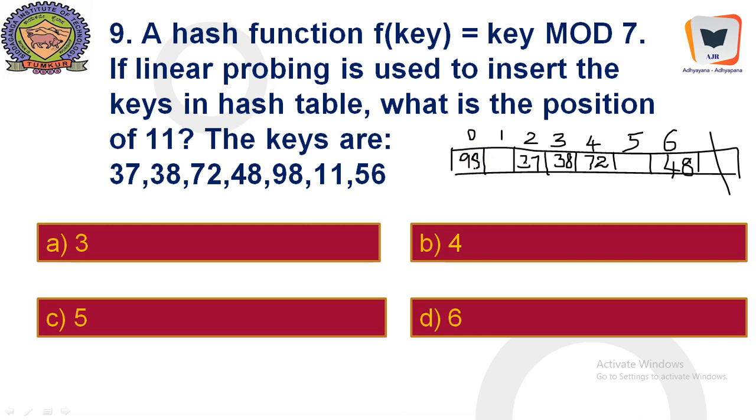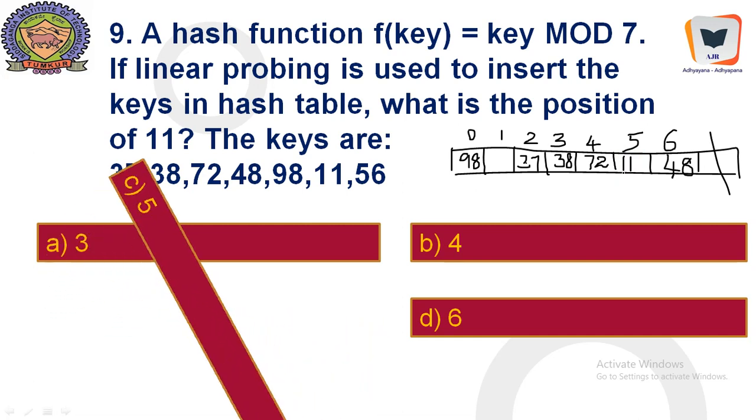As far as 11 is concerned, 11 mod 7 is 4. At 4, 72 is already occupied. Therefore 11 will occupy the 5th cell, or the cell numbered 5. So therefore 5 is the correct answer.